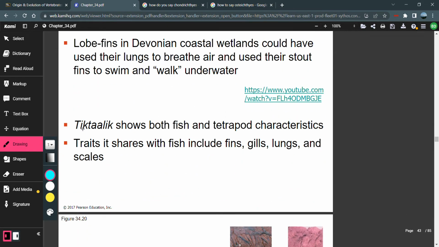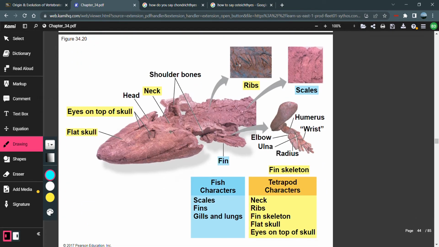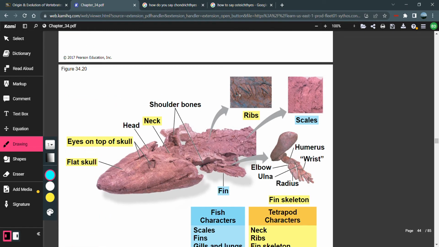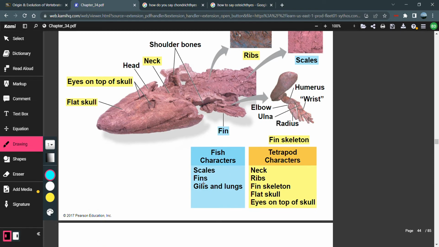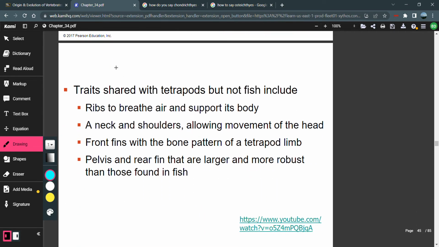So here is our Tiktaalik. Our Tiktaalik looks kind of like an alligator, but not really. Or a crocodile. And these Tiktaaliks have traits of fishes and tetrapods. So they're a transitional fossil. They have eyes on top of a flat skull, ribs, a neck, a wrist, which is kind of cool, and fins, scales, and gills and lungs.